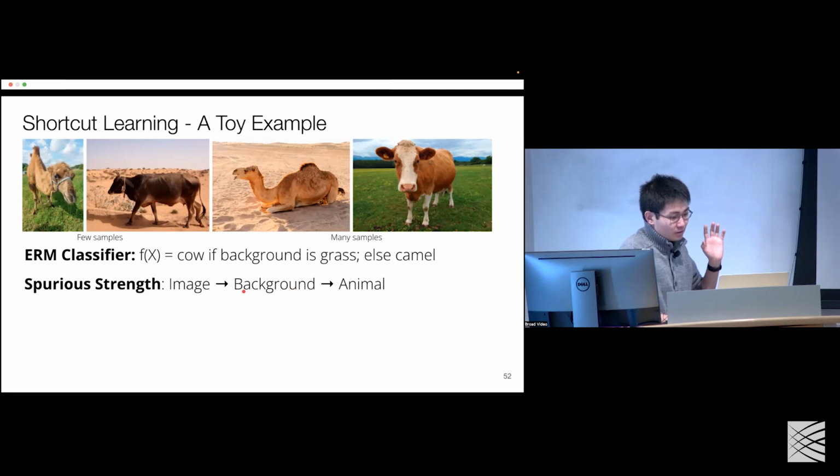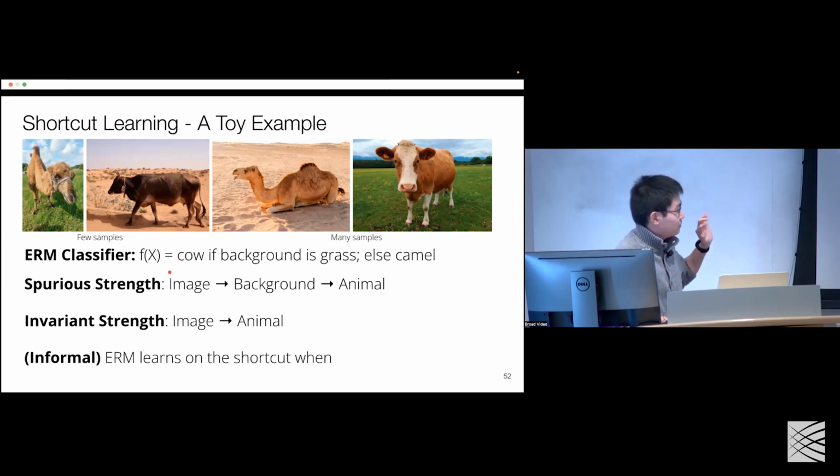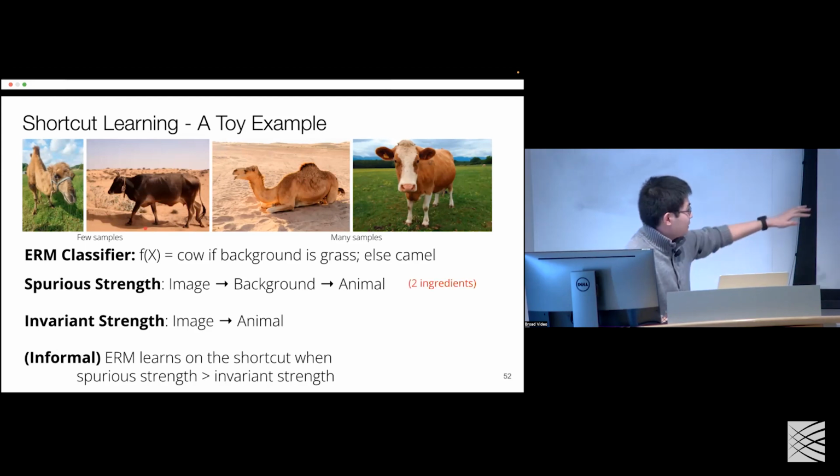So the ability that our image encodes the attribute, and then the ability of us being able to predict the label from the attribute. And then the variance rate is simply how clearly can we predict the image from the animal on its own. Informally, we say that we have shortcut learning when the spurious strength is higher than the variance rate. So we're using the background in the classifier rather than the animal itself. Crucially, we have two ingredients for shortcut learning.